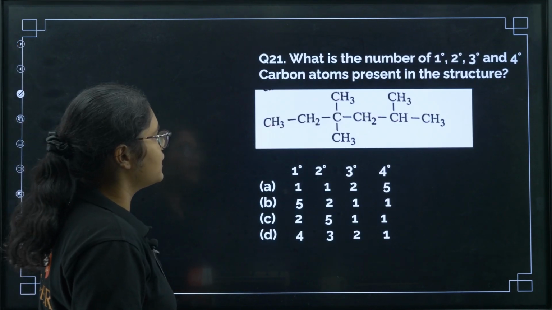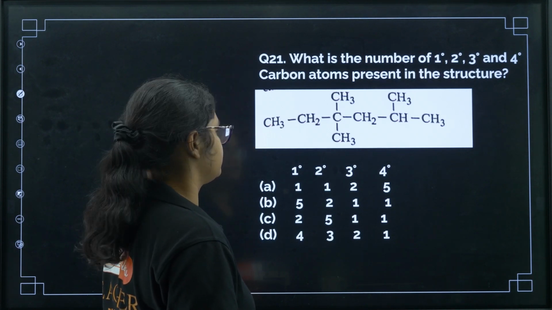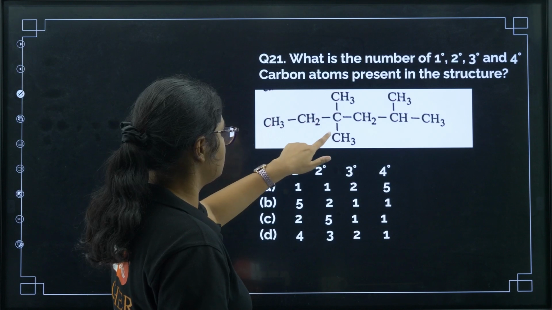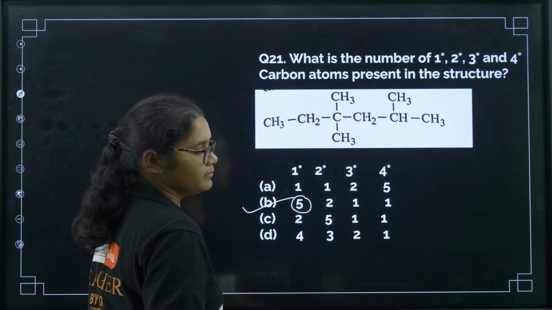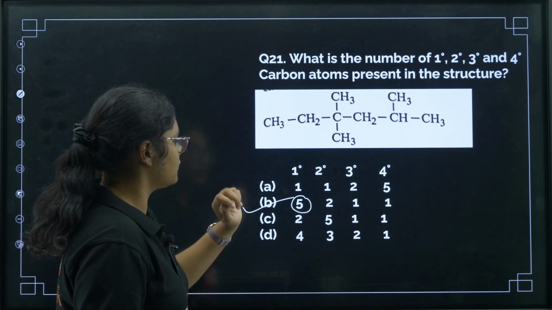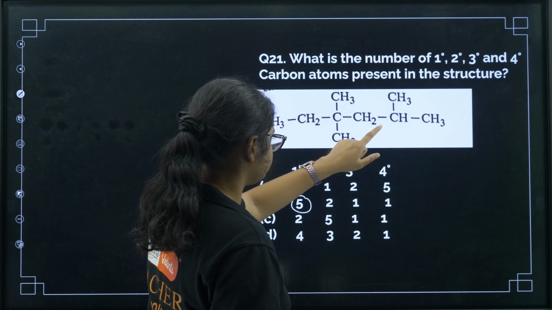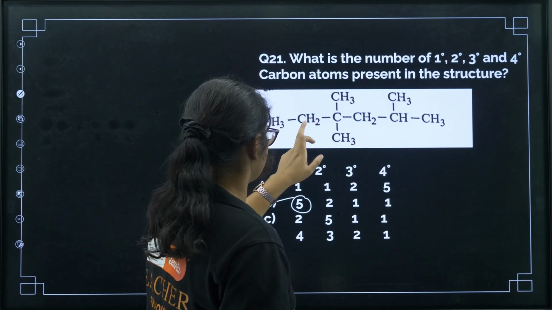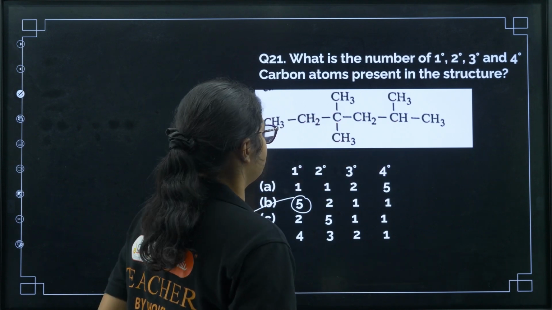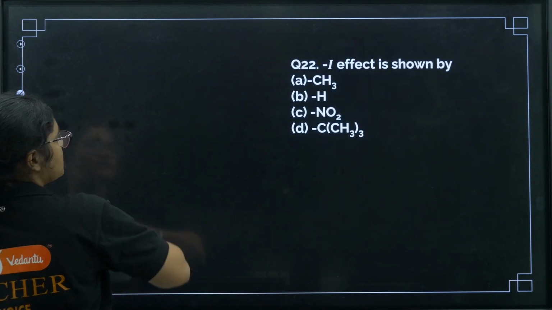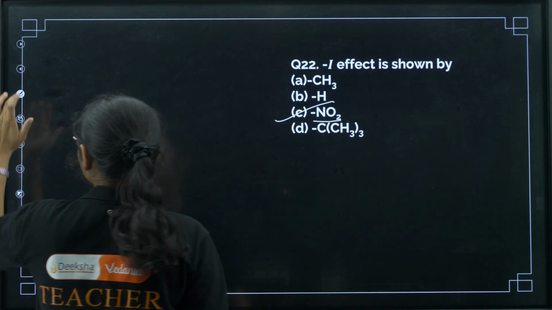Next, what is the number of primary, secondary, tertiary and quaternary carbon atoms present in the given structure? The first one is primary, 1, 2, 3, 4, 5. So we have 5 primary carbons, option number B. Directly you can do it, no need to check. If you want to see, secondary we can find 2, tertiary we can find 1 and quaternary we can find 1. Next question, the minus I effect is shown by electronegative elements, option number C.